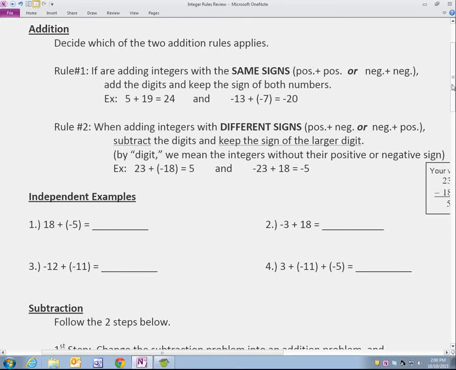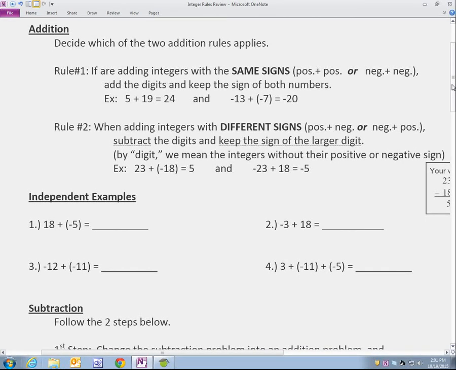Rule number 1, if adding integers with the same signs, for example, if it's a positive number plus a positive number, or a negative number plus a negative number, what you're going to do is add the digits and keep that sign. So if we have 5 plus 19, it's just simply 5 plus 19 equals 24. And if we have negative 13 plus negative 7, that's going to be negative 20. So it's taking the two numbers, adding them together, and keeping the sign.